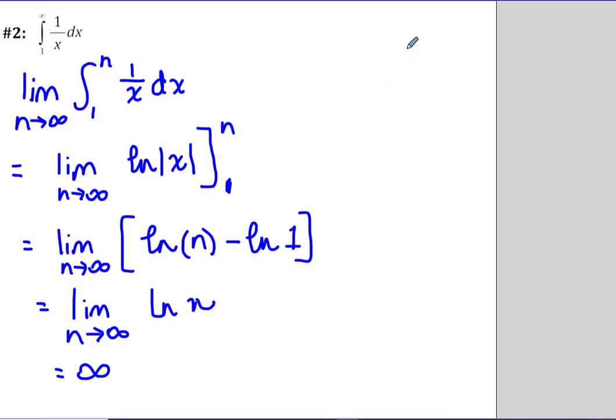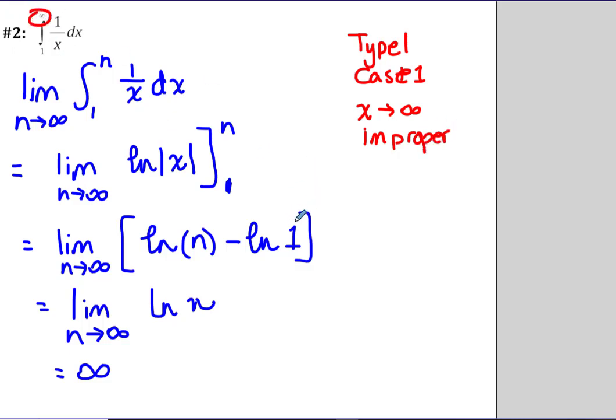According to our table above in our notes, this was type 1 and case 1, and it was improper because x went to infinity, making it improper on the upper limit. This was my indicator that I had an improper integral. So we wrote the limit and used an arbitrary value like n or t. We integrated, we evaluated, and finally found the limit. So the improper integral diverges because the area is infinite. This is a divergent integral.